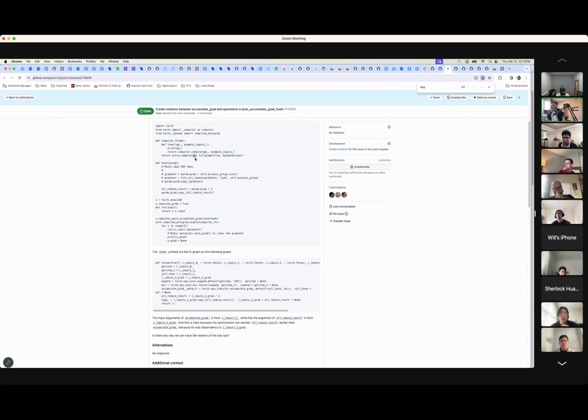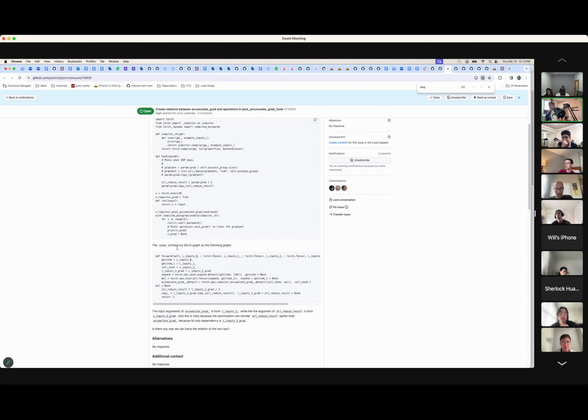But the print is of GM underscore. I just want to be clear about what graph we're talking about, because some graphs may be valid earlier in the pipeline and invalid later. So it's important to know where we are. So this is right before inductor. That is clear to me. So you can keep going. Okay.